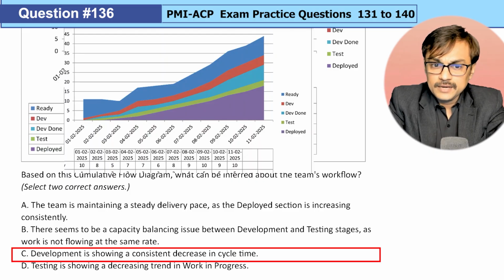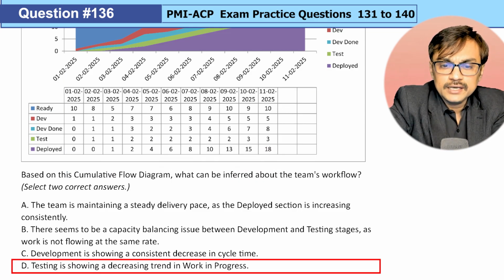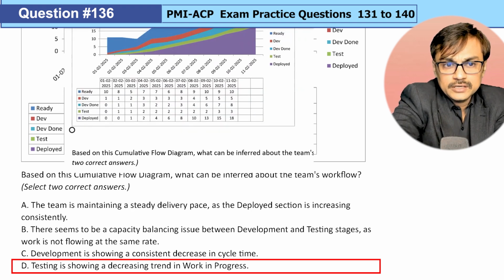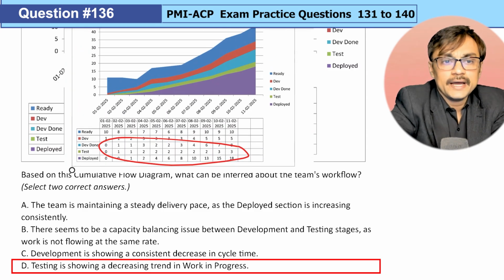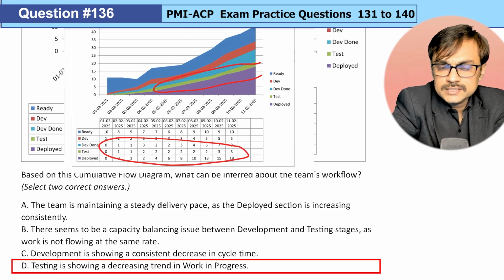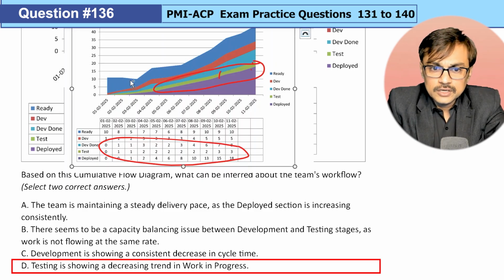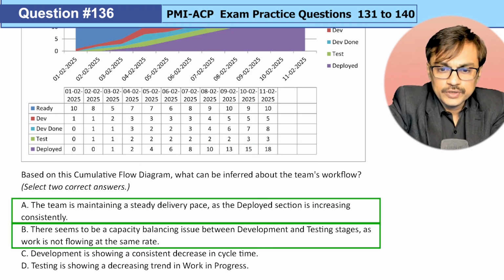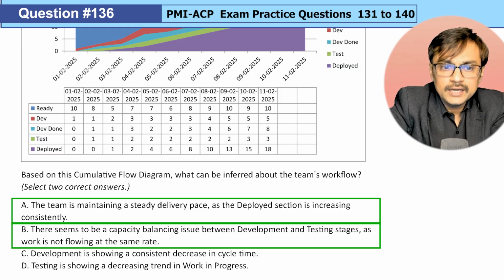And since I already got options A and B true, most likely option D will also be false, but we can just cross check it. Testing is showing a decreasing trend in work in progress. That is anyway not clear. You don't even have to see the graph. Even if we see the graph, we have a pretty much consistent green color. The area occupied by the green color is shown as the work in progress limit. So we don't see that decreasing, at least. So that is also not a right observation. Looking at that, options A and B are right. So in this particular question, A and B are true, and C and D are false. So we will go with A and B.